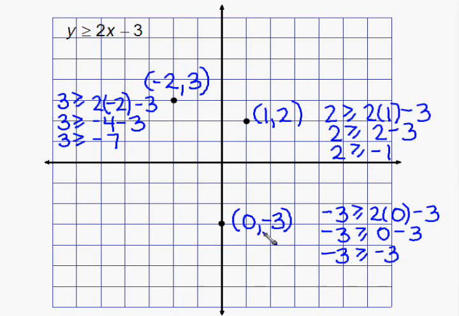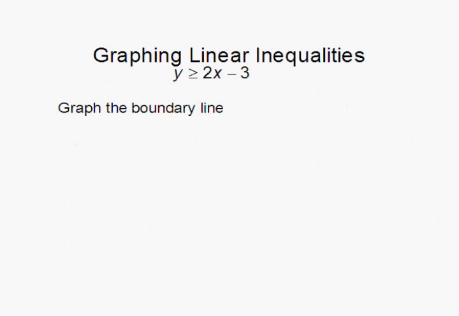And so I've shown you 3 solutions, and it turns out that there would be an infinite number of solutions to this inequality. Now, it would be impossible to write an infinite number of ordered pairs down. So what we do instead to solve a linear inequality is we graph it. There are going to be 3 steps to follow when graphing a linear inequality.